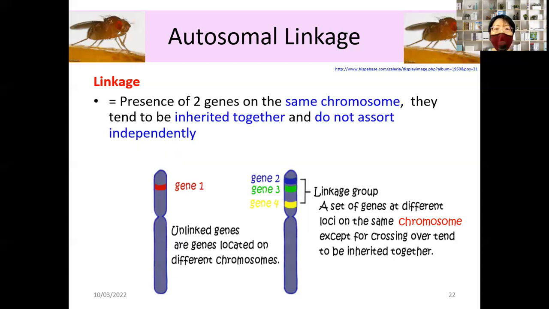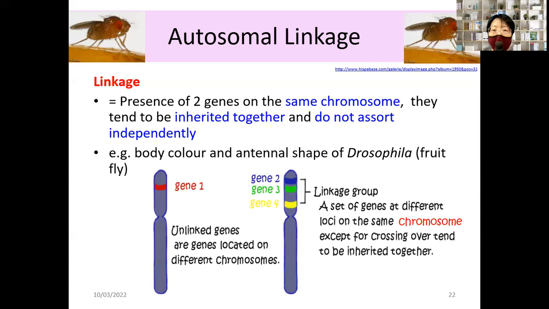So linkage means when you have two genes on the same chromosome, they tend to be inherited together. You see, when gene 2, gene 3, gene 4 are located in the same chromosome, they tend to be inherited together. Okay, but if they are unlinked genes, they can be inherited separately.